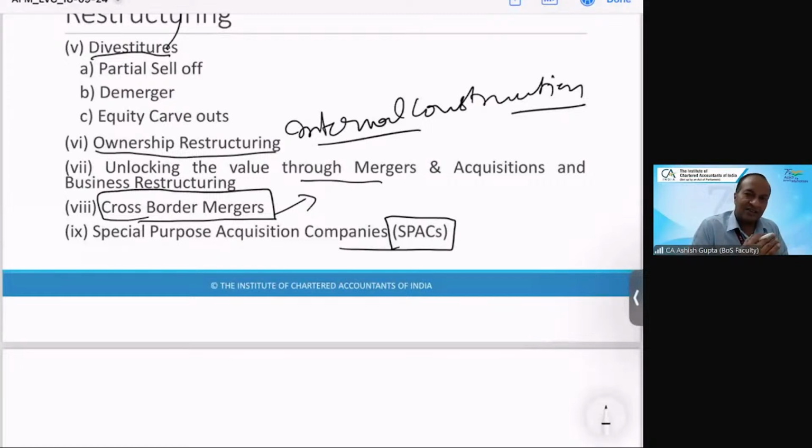Okay, so this is also called the blank check companies. You don't know where this company will go and acquire which business. So this is called a special purpose acquisition company. It is not that popular in India, but it is much more popular in the USA.